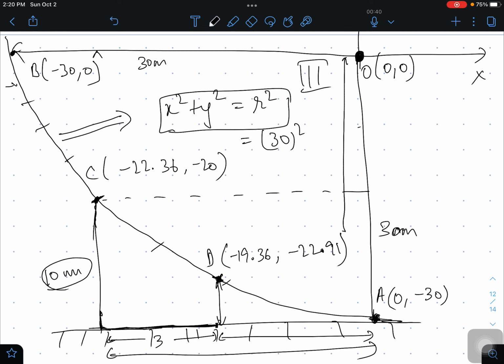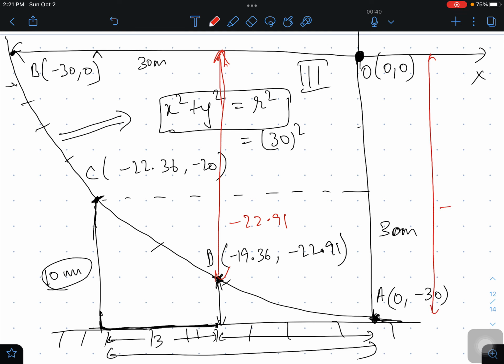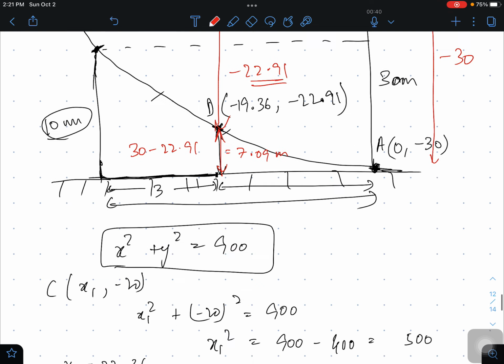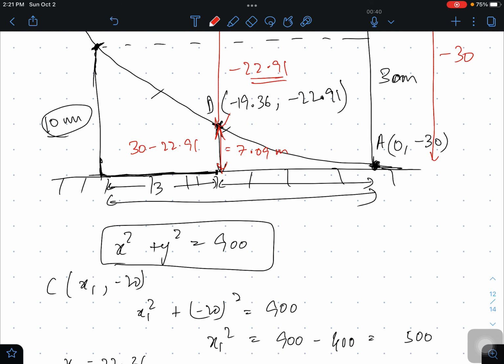So this value you know is from the x axis. This is minus 22.91. So from the bottom it will be 30 minus this. So this height will be 30 minus 22.91, which is equal to 7.09. So you see the value is now 7.09.